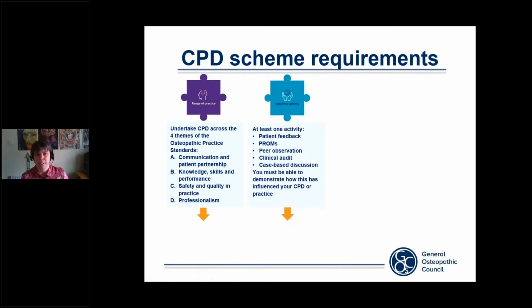The second standard is objective activity, and this is what we're focusing on today. So you need to do at least one activity of the following. So one of them is patient feedback, which is what we're going to do today. One of them is PROMs, which is patient reported outcome measures, and we're going to have a little look at that as well, because that's a form of patient feedback. Peer observation, clinical audit, or case-based discussion. So you only need to do one of these objective activities to complete that part of the scheme.